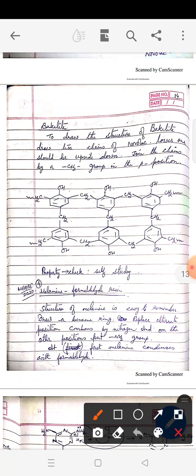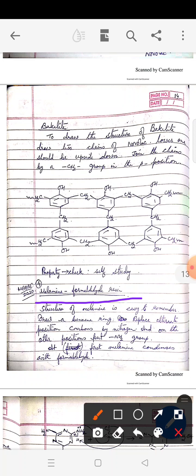Now the next polymer which you have to do is melamine formaldehyde resin. Melamine nowadays is a very important and well-known polymer used in the crockery industry. You know that nowadays melamine plates and melamine crockeries are very colorful and beautiful, and they are considered unbreakable utensils. So they are in high demand in the market.